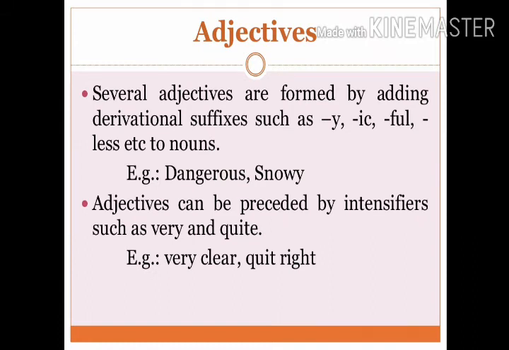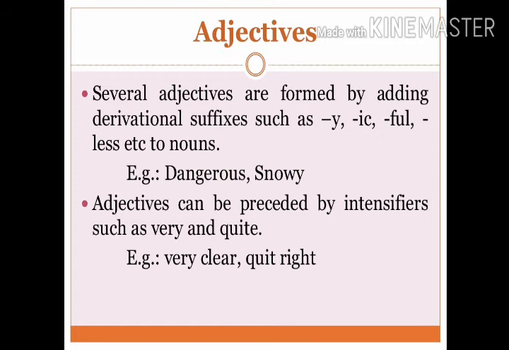Several adjectives are formed by adding derivational suffixes such as y, ic, ous, ful, less, etc. to nouns. For example, if we add the suffix ous to the noun danger, we get the adjective dangerous. Similarly, the adjective snowy is derived by adding the derivational suffix y to the noun snow.